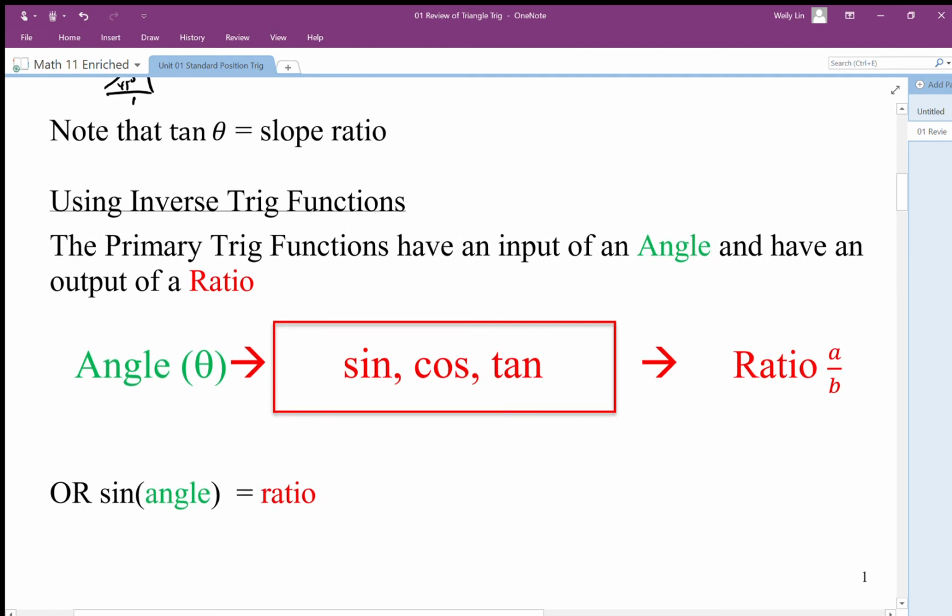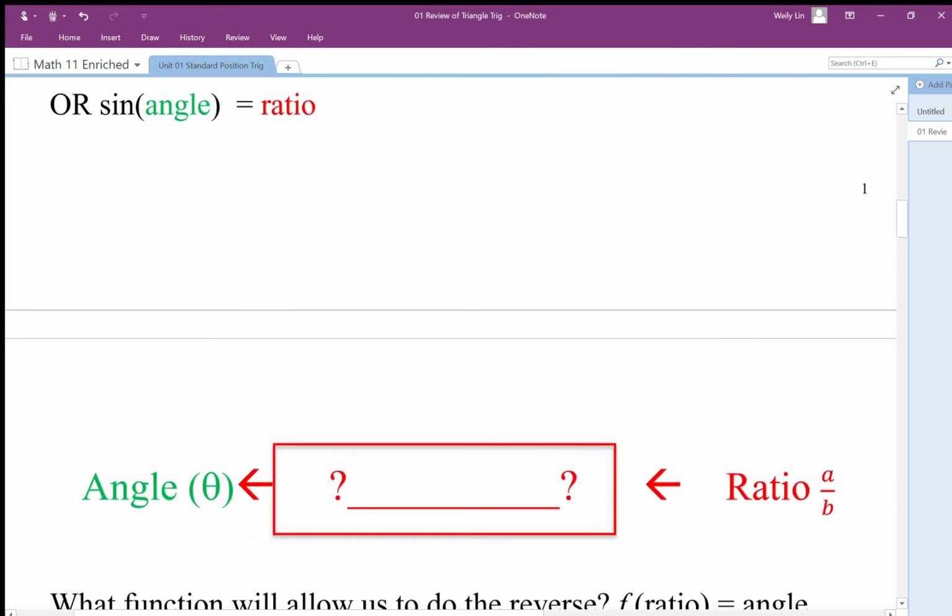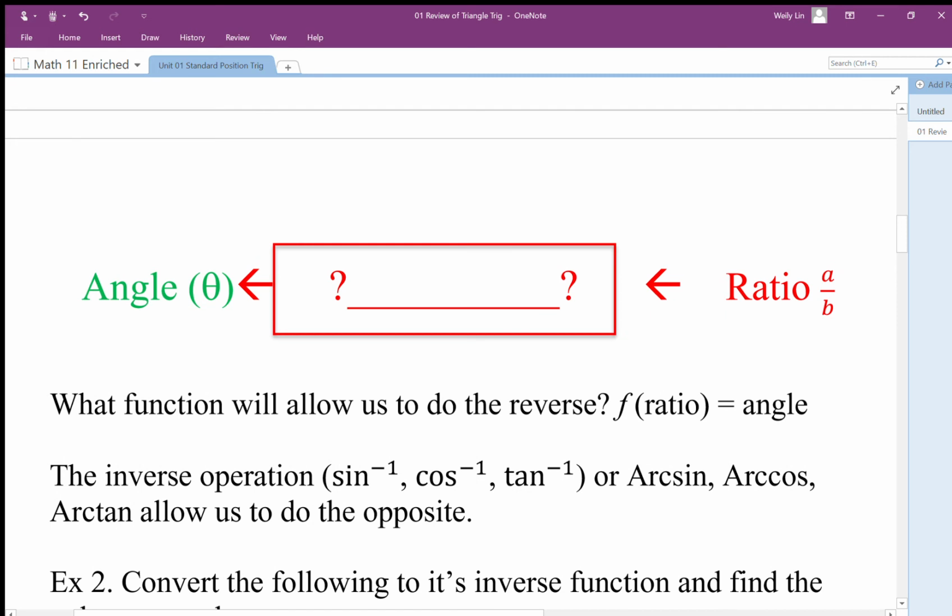So this is using the sine, cos, and tan, and that gives us ratios. But sometimes I want to go back the other way, and I need to use an inverse trig function for that. And so the inverse trig functions are when we start with a ratio and we go backwards and find the angle. And those functions are called the arc sine, the arc cos, and the arc tan.